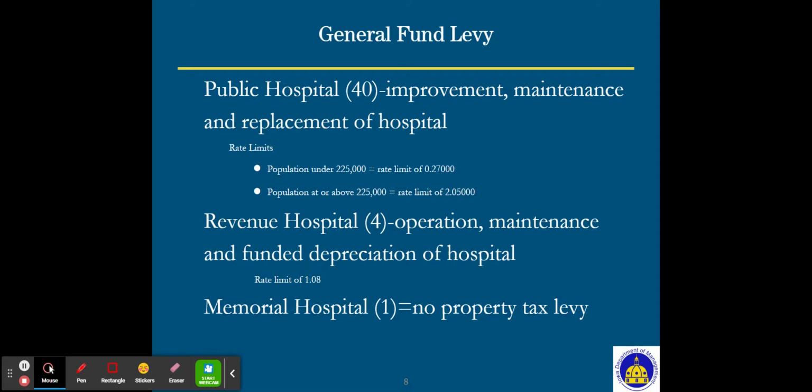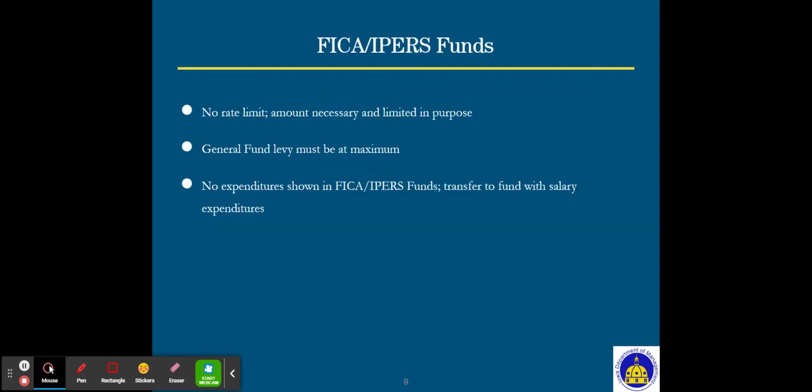There are currently 4 revenue hospitals, with the general fund levy being used for operation, maintenance, and funded depreciation of the hospital, and the rate limit is $1.08. And there is currently 1 memorial hospital in the state, and they have no property tax levy. So that's our general fund. Of course, that's what's used primarily for operation of the hospital, and is our most vital levy that folks use.